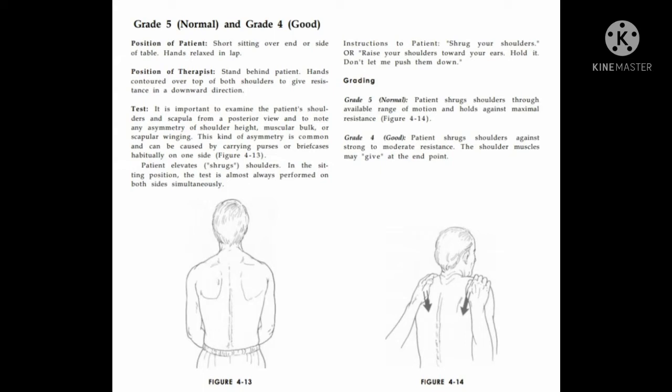Grade 3, patient elevates shoulder in sitting position. Grade 4, patient raises the shoulder with moderate amount of resistance. Grade 5, patient raises the shoulder with maximum amount of resistance.